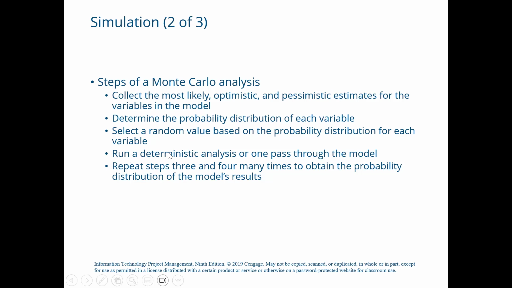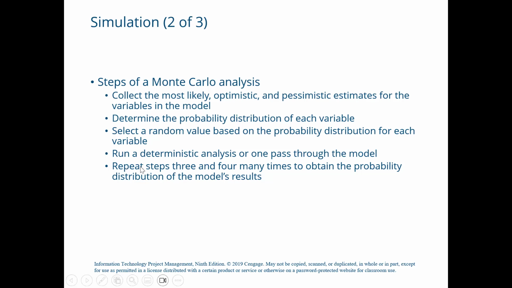The next step is to run a deterministic analysis, or one pass through the model. At this step, for example, as we discussed, the task described in the preceding scenario might have a value of 12 on the first run. All of the other tasks would also have one random value assigned to them on the first run, based on their estimates and the probability distributions.